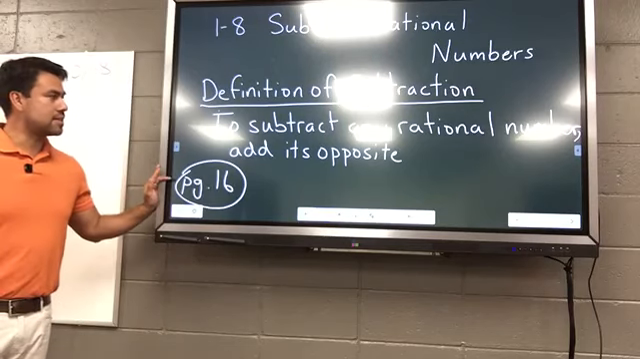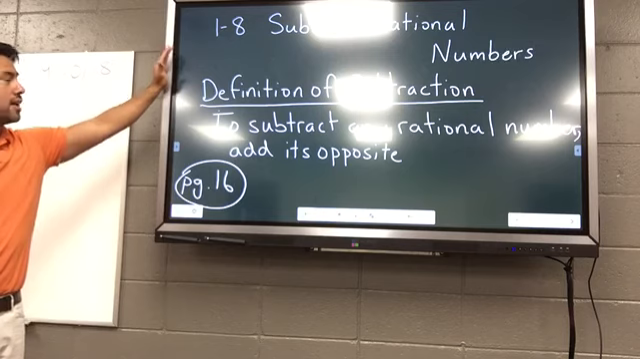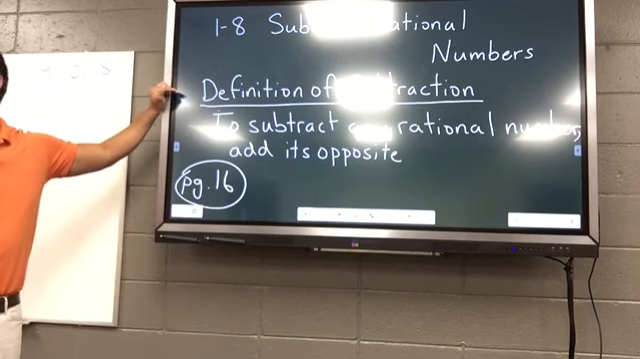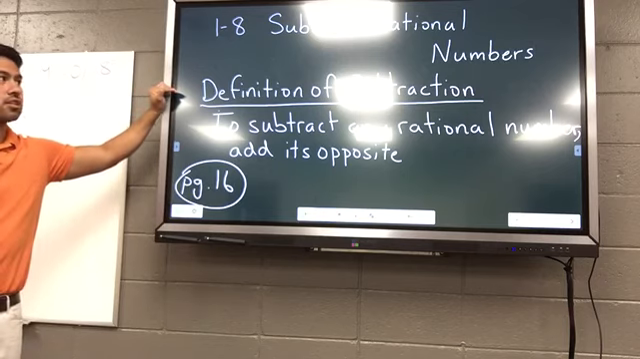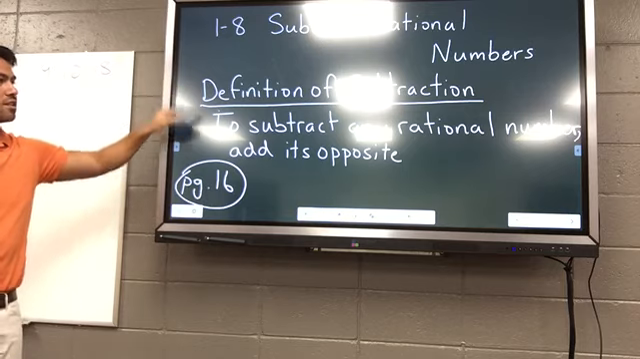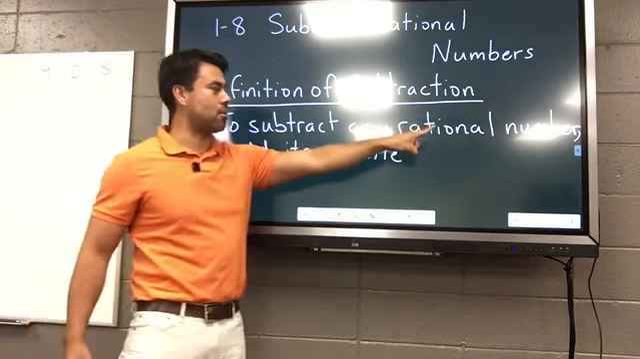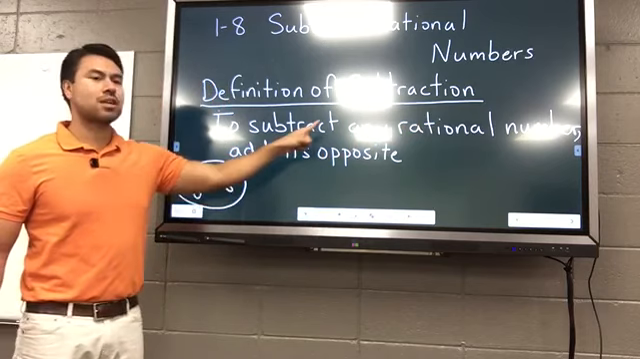Yeah, so we're on page 16, and we're looking at subtraction. And this is the definition of subtraction. This is how you define subtraction when you're dealing with rational numbers. To subtract any rational number, add its opposite.